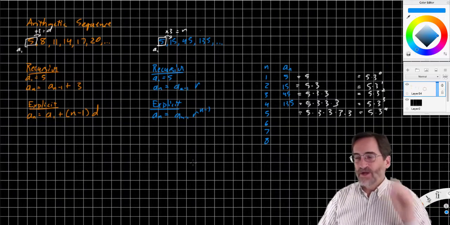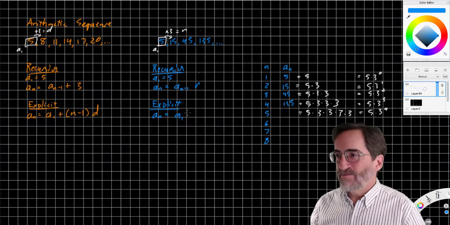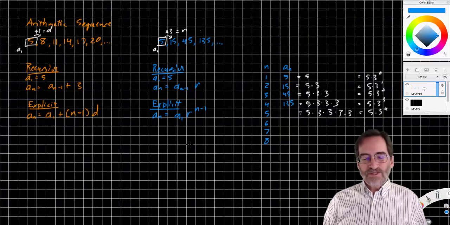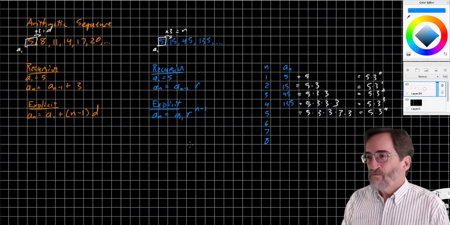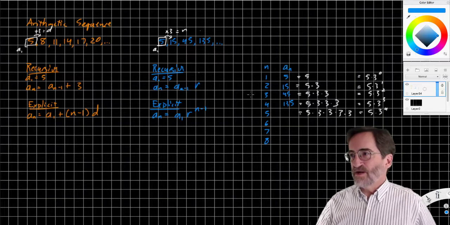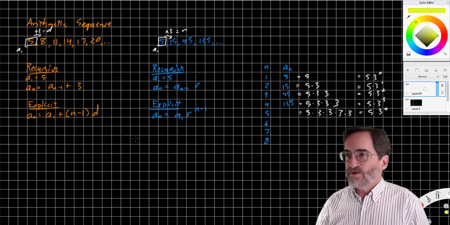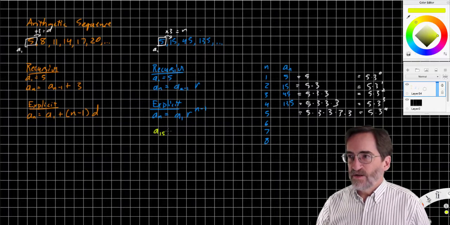So, not a sub n minus 1, a sub 1 times r to the n minus 1. There we go. All right. And so we can use this to answer all kinds of questions about geometric series. So, for example, I could find, say, the 15th term. What is a sub 15?